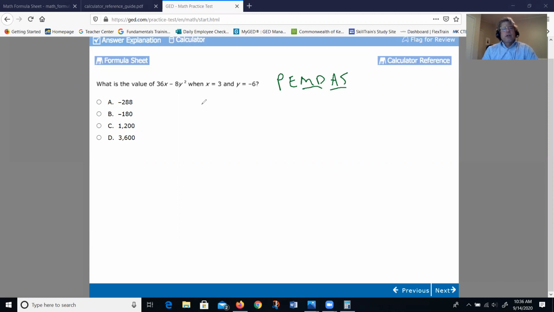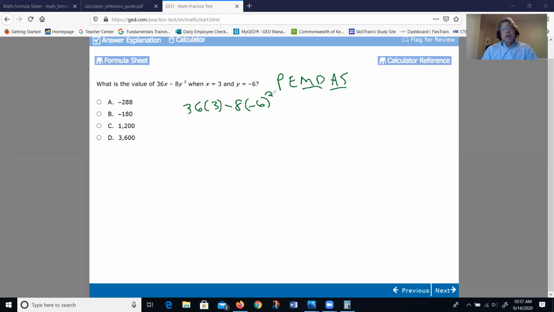So in this problem here, we have this expression in which we have to substitute these values in for x and y, and then we have to follow the order of operations on it. So this is going to be 36 times 3 minus 8 times -6 being squared. The first thing I really pick up on is there are parentheses, but there's nothing to do inside the parentheses. It's already simplified. So these parentheses really just serve as multiplication.